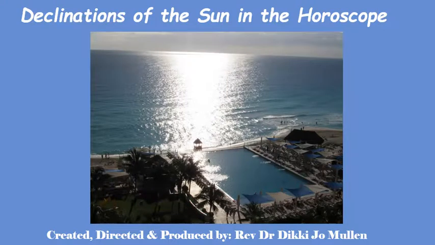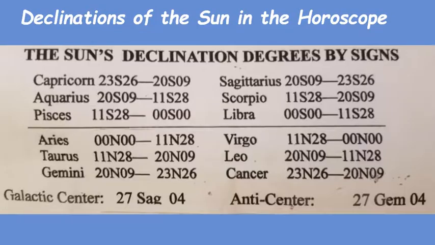Declinations of the Sun in the Horoscope, created, directed, and produced by Reverend Dr. Dikki-Jo Mullen. In this video, Dr. Mullen will discuss the declinations of the Sun, which include galactic center, anti-center parallel, contraparallel, and I will replay this intro at the end of the video to give you time to stop the video if you want to capture the information on this page.